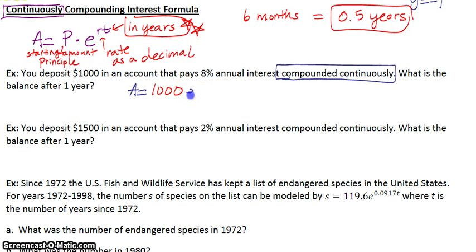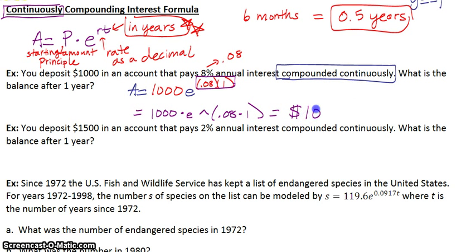plug in my interest as a decimal, and I'm going to plug in my time. And note, these have to be multiplied together when you're typing it into your calculator. So let's say that I want to type this in my calculator all at the same time. Now, you don't need to type in times 1, but if it was a different number and you needed to use it, you want to put that together in the parentheses. You should end up with $1,083.29. Why don't you type that in and make sure you can get it correct.